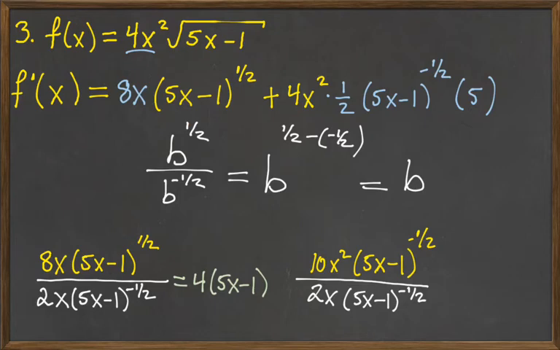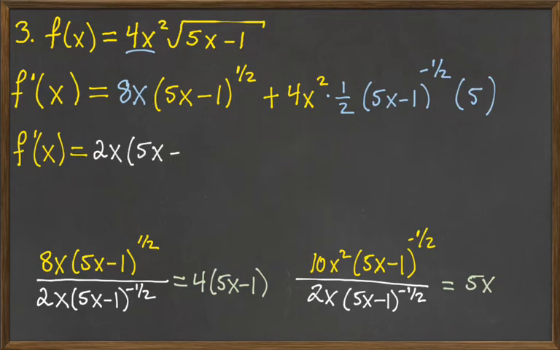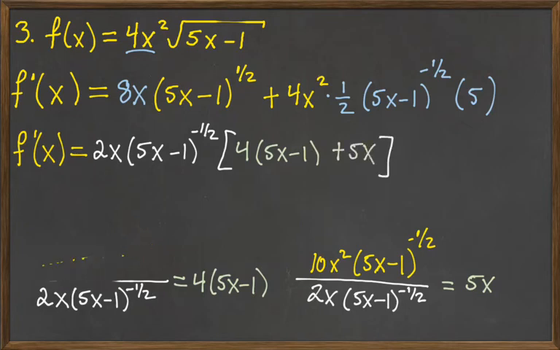Okay, now we'll do the same thing with the other term. 2 into 10, 5 times, x into x squared, x times, and then the 5x minus 1 to the negative 1/2. Those will absorb. Okay, so our derivative will be equal to 2x and then 5x minus 1 to the negative 1/2. That's what we factored out. And then 4 times the quantity 5x minus 1, and then plus 5x after we've done the factoring.